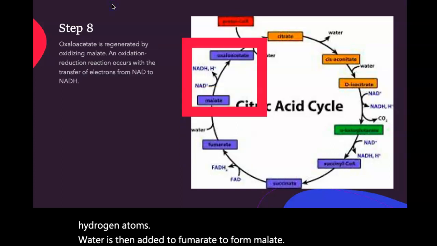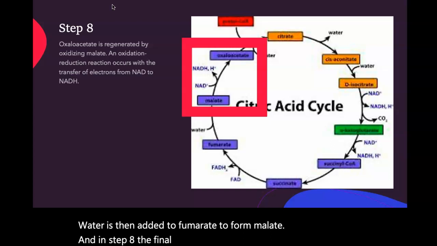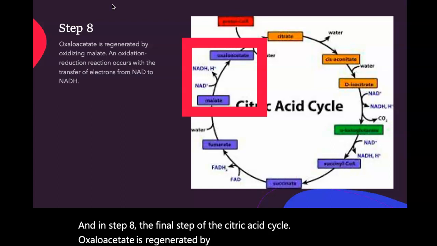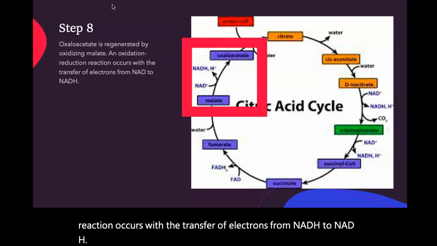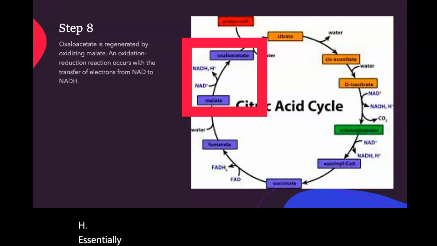And in step 8, the final step of the citric acid cycle, oxaloacetate is regenerated by oxidizing malate, and so a redox reaction occurs with the transfer of electrons from NAD to NADH, and essentially that starts the entire cycle over again.